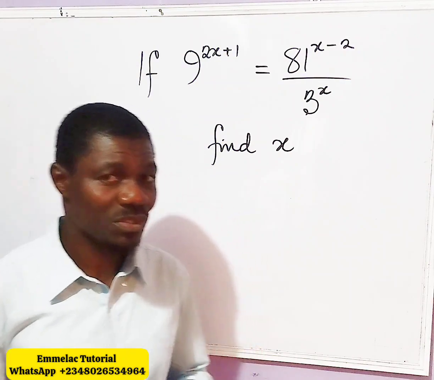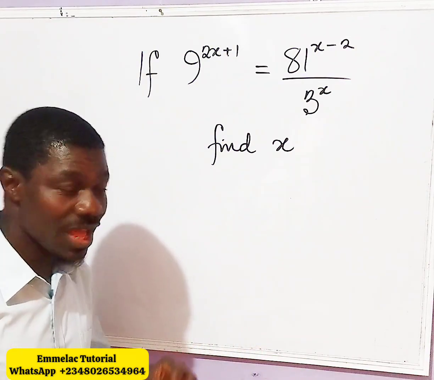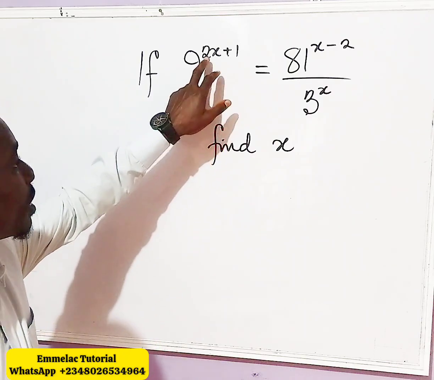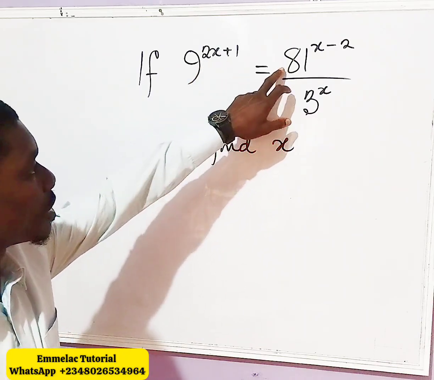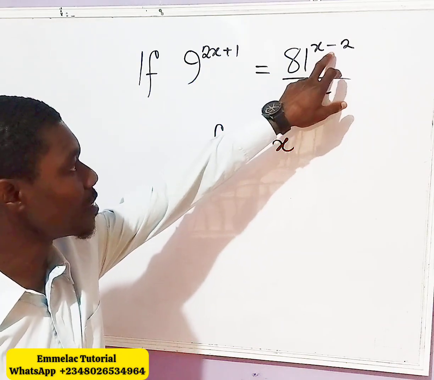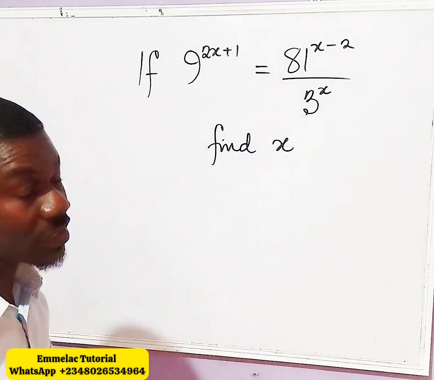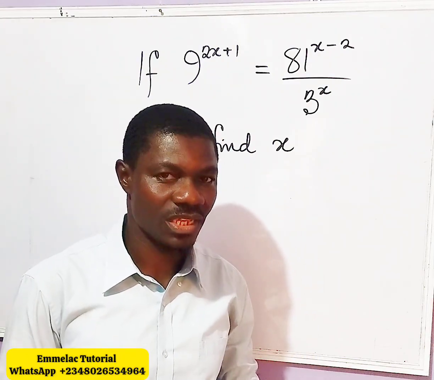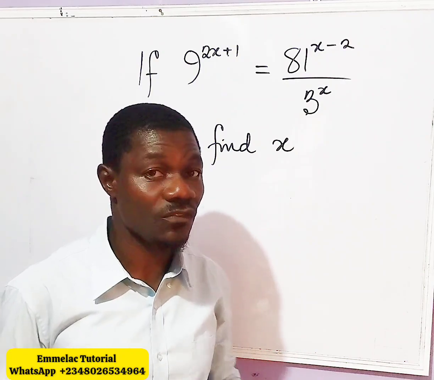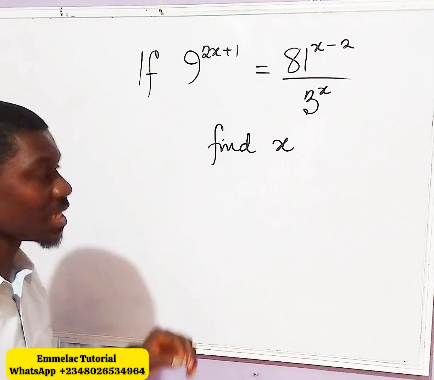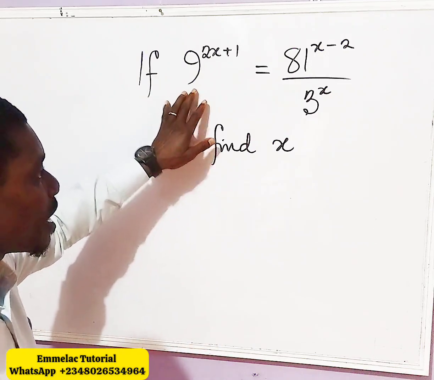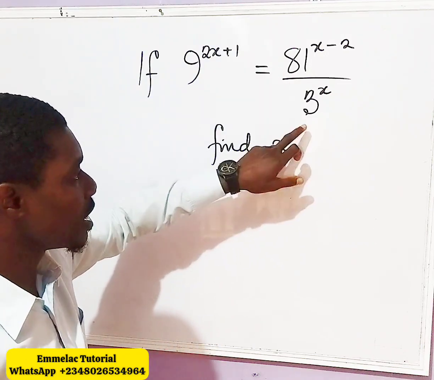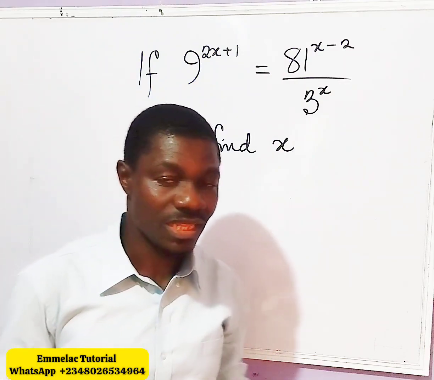Now before us is this beautiful exponential equation, and it reads that 9 raised to 2x plus 1 equals 81 raised to x minus 2 all over 3 raised to x, and we're told to find the value of x. Now whenever you see questions like this, the first thing you need to look at is the bases. Here you have 9, here you have 81, and here you have 3.